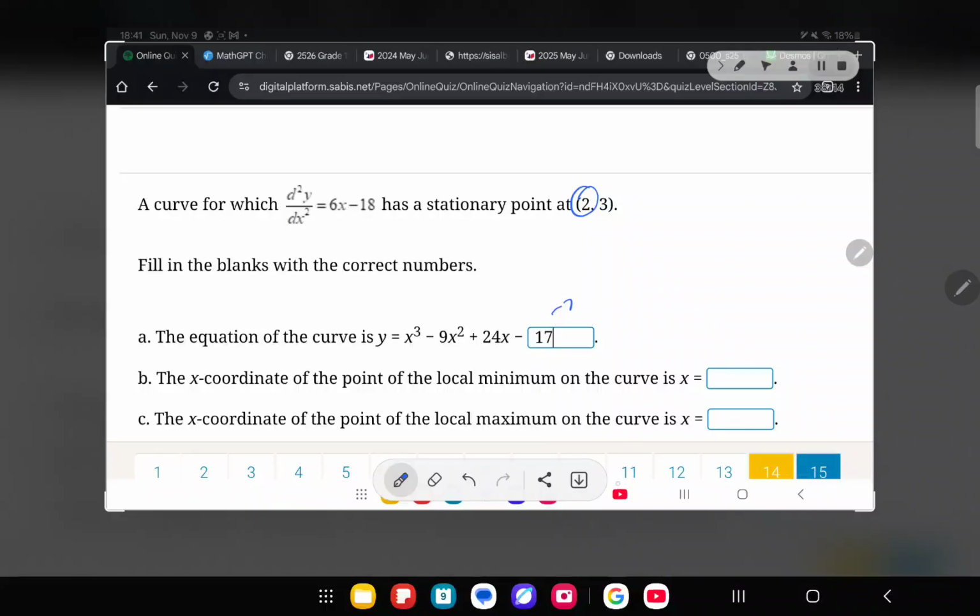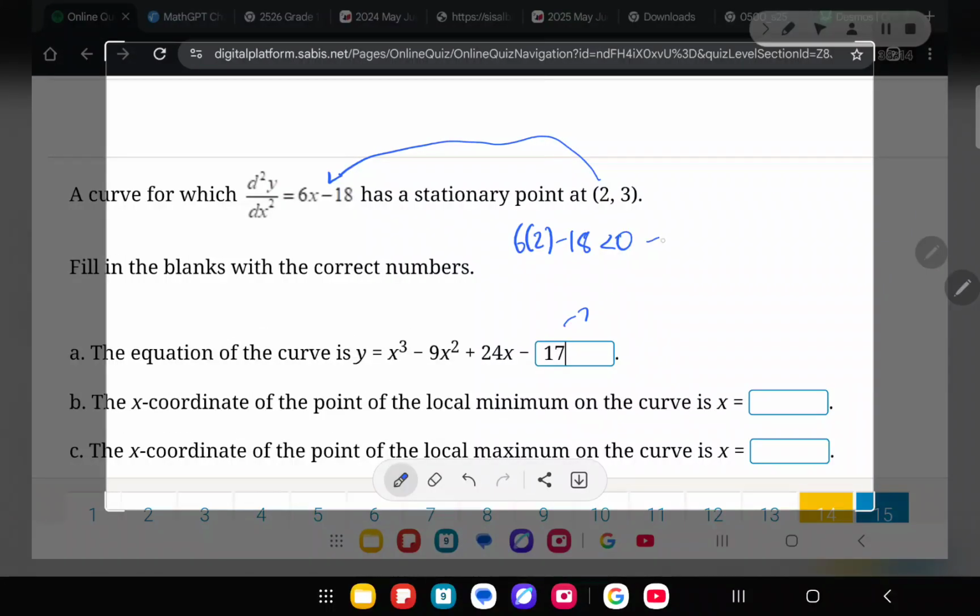We already have one stationary point. We don't know if it's a maximum or a minimum. How do we determine that? We substitute the x into the second derivative. So 6 multiplied by 2 minus 18. It is less than 0. When it is less than 0, that means it is concaving downwards, meaning that it is a maximum. At x equals 2, it is a maximum.